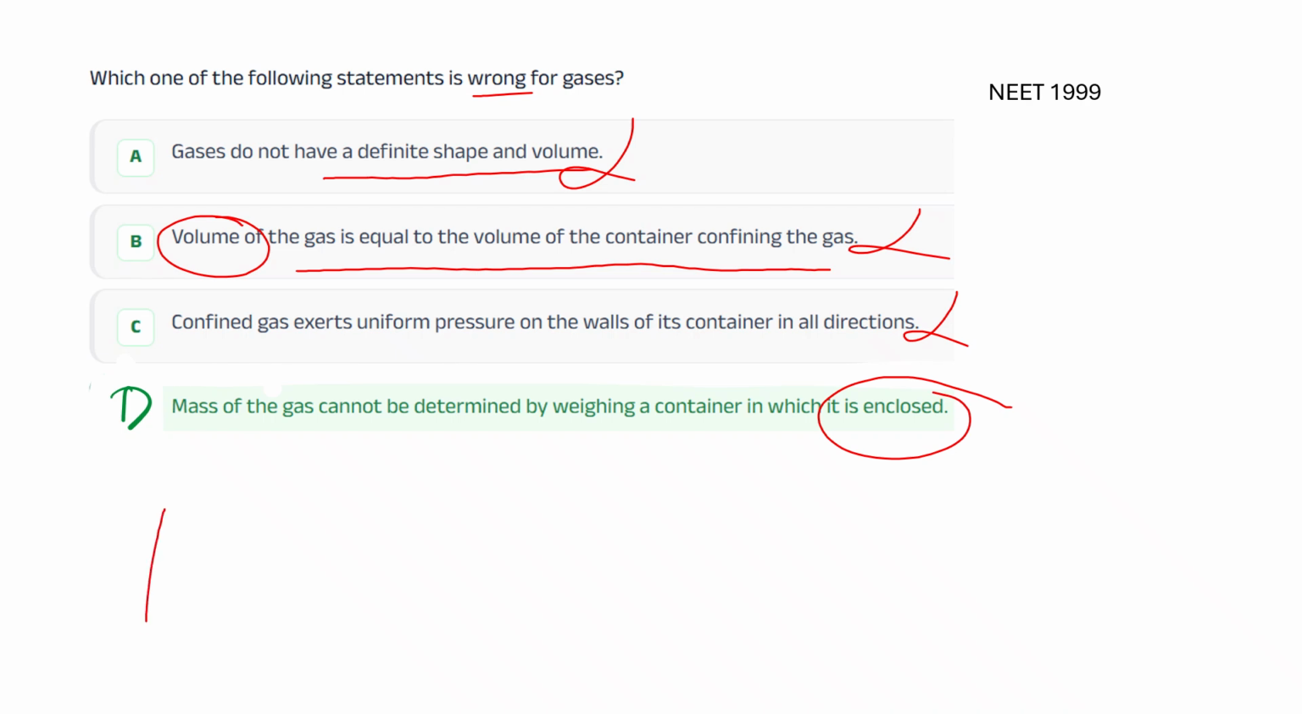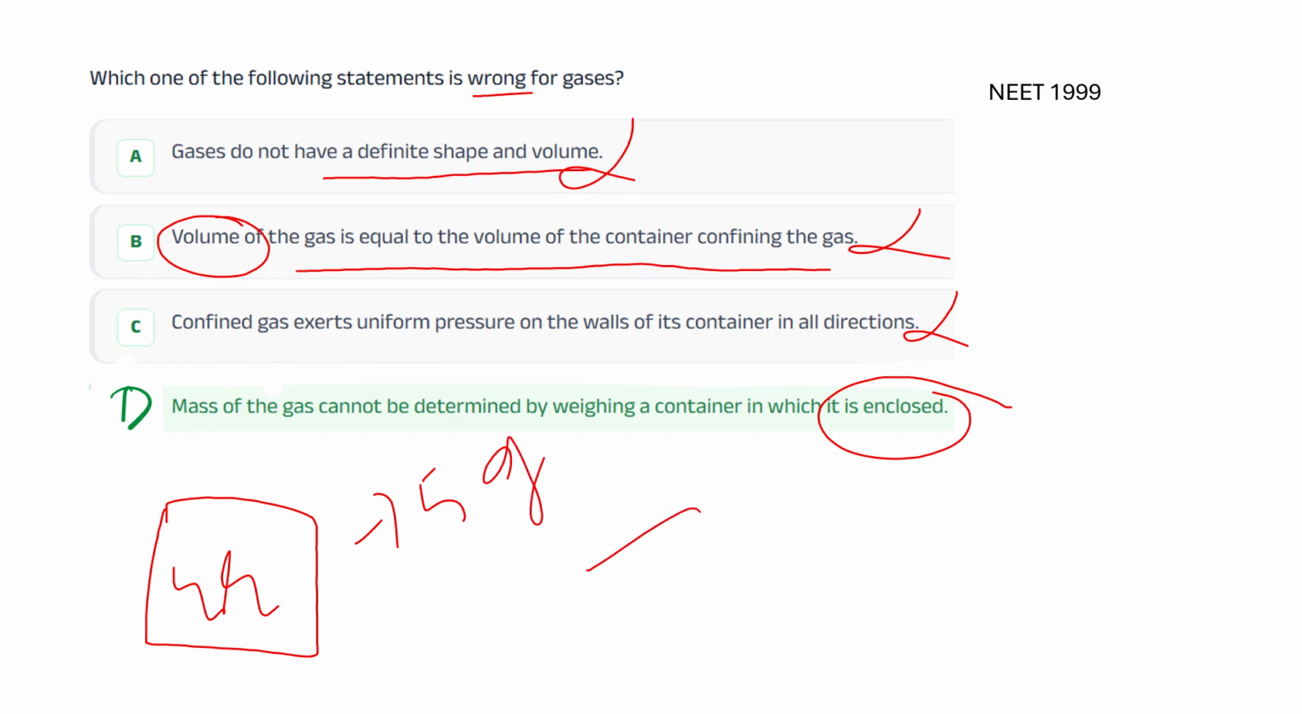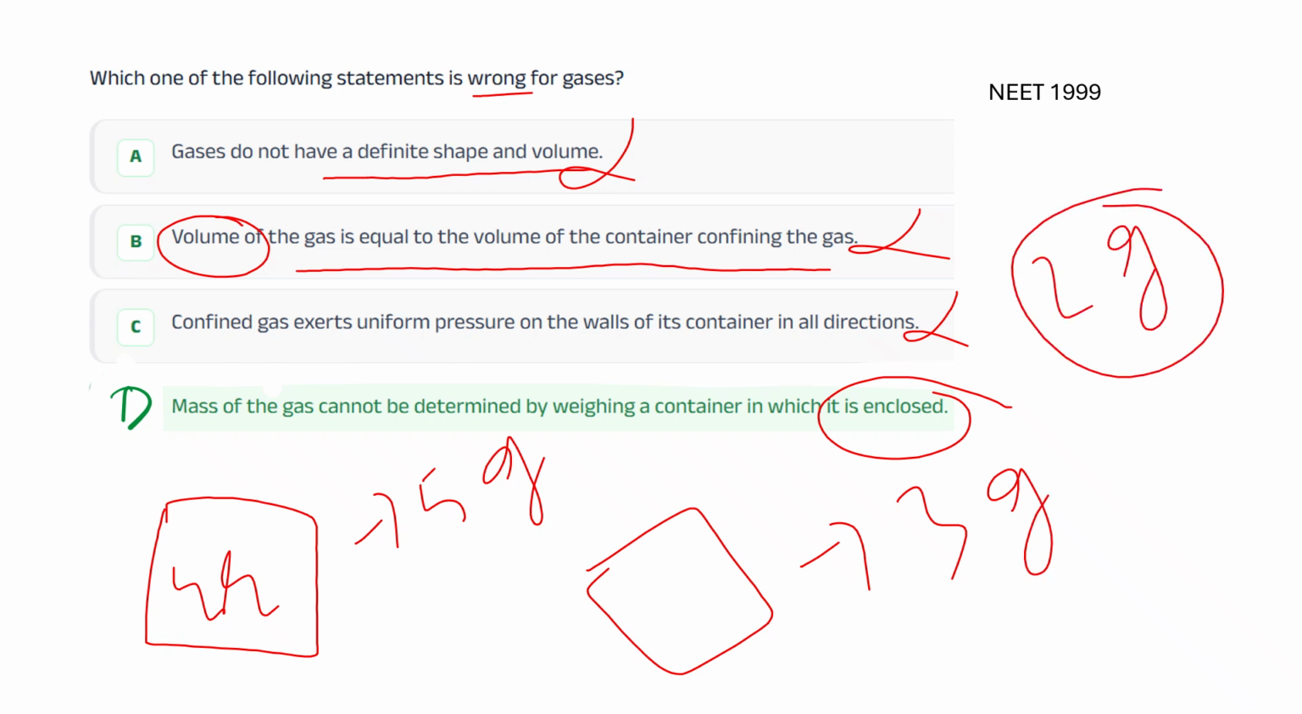If you have a container with the gaseous molecules, you can measure. It will give 5 grams. Then without gas, you should measure the container. It is 3 grams. So the mass of the gas is 2 grams, because the 2 grams is added by the mass of the gas.